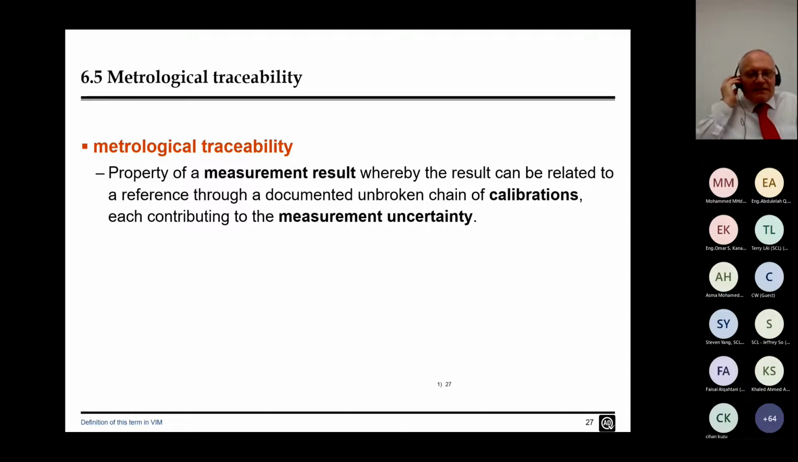The next section is metrological traceability, and this is one of the few definitions that are in this version of the course. Metrological traceability is the property of a measurement result where it can be related to a reference through a documented, unbroken chain of calibrations, each contributing to the measurement uncertainty. So a chain between your measurement that you've made and somewhere a realization generally of the SI units. That's what we're looking for with metrological traceability.